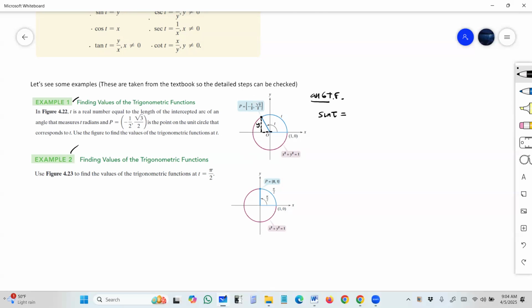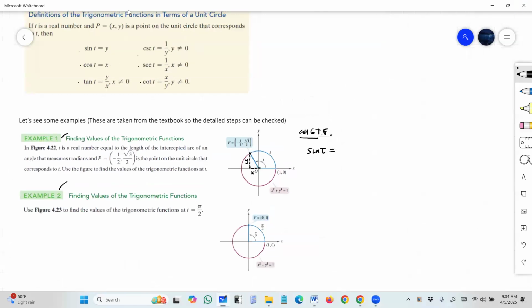All right, so this is my y, this is my x. So sine of the angle is the y coordinate. It's given, it's the point. And cosine of the angle is the x coordinate, which in this case is -1/2. Okay, so this is pretty easy. It's given. So now we can find the other four, which is tangent, cosecant, secant, and cotangent.